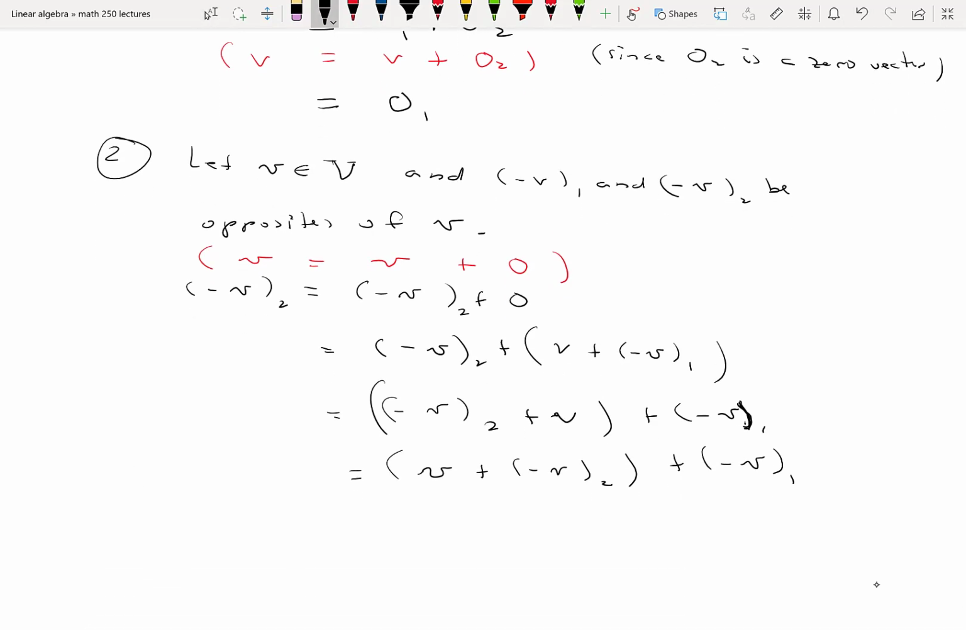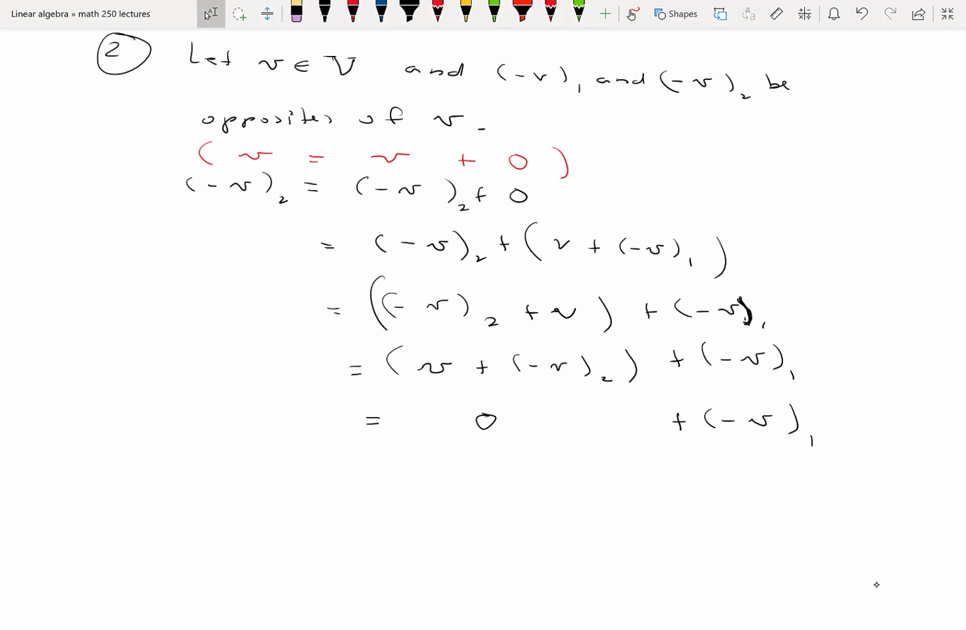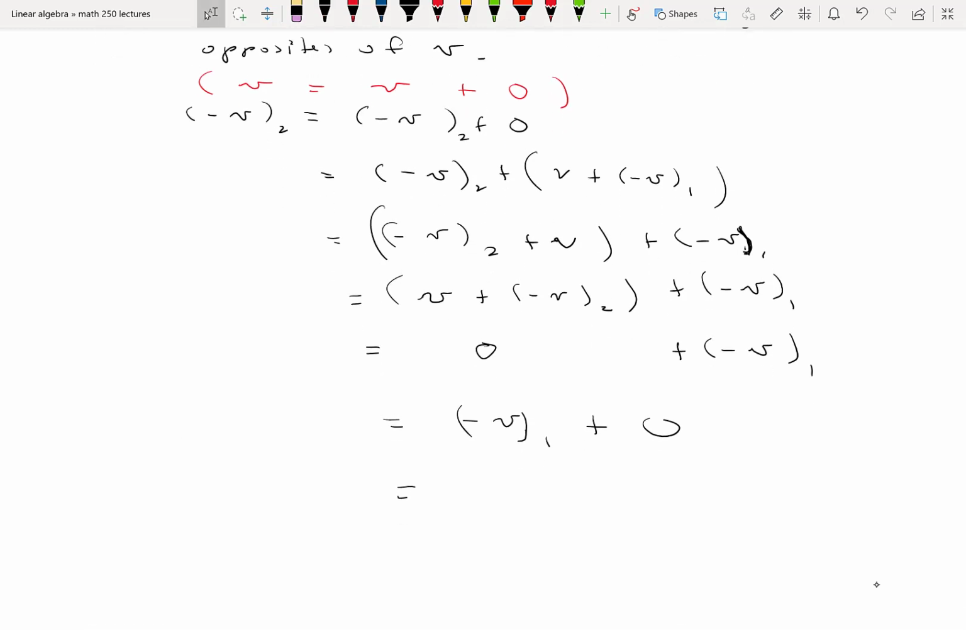Well, what's V plus the opposite of V2? That's the 0 vector. Why? Because the opposite of V2 is an opposite, and that's how they behave. You add them to the original vector, you get 0. This is equal to the opposite of V1 plus the 0 vector. Why? Property number 1, the commutative property of addition, I can add in any order I want.